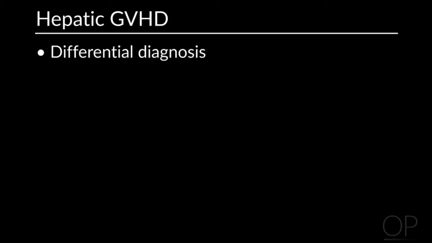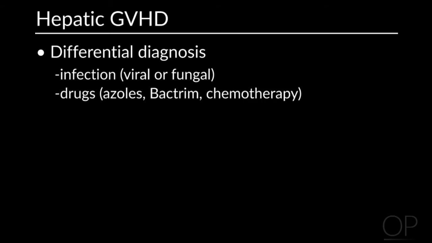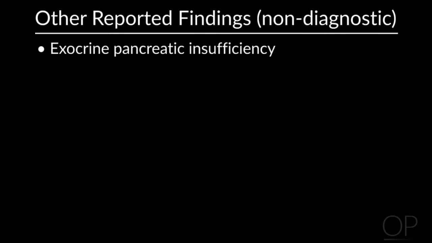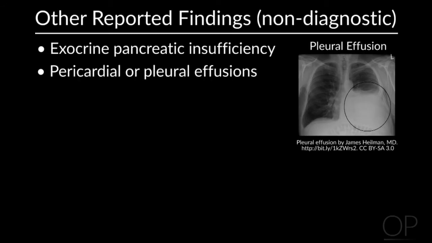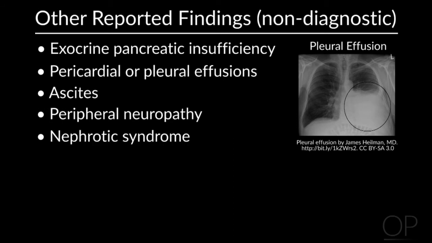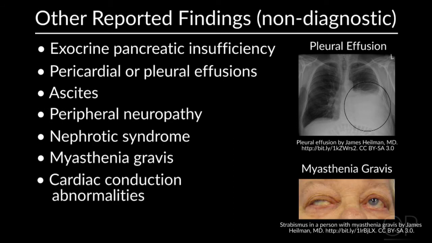The differential diagnosis includes infection, viral or fungal, drugs including the azoles, Bactrim, and chemotherapy, so things that we use very commonly in stem cell transplant, and iron overload, which due to inflammation and transfusions is also quite common following stem cell transplant. Then there is a mixed picture, which can be of many other findings which have been reported with GVHD, but not enough to be considered diagnostic. So exocrine pancreatic insufficiency, pericardial pleural effusions, ascites, peripheral neuropathy, nephrotic syndrome, myasthenia gravis, cardiac conduction abnormalities, or cardiomyopathy.